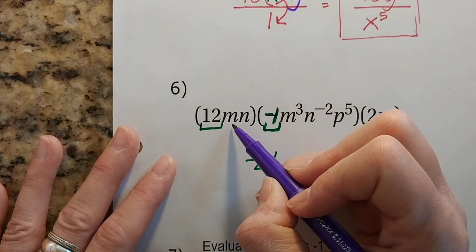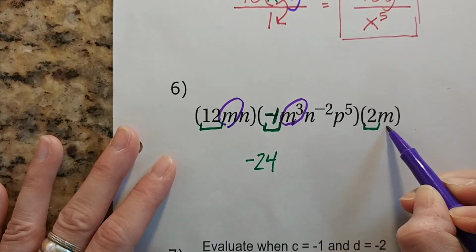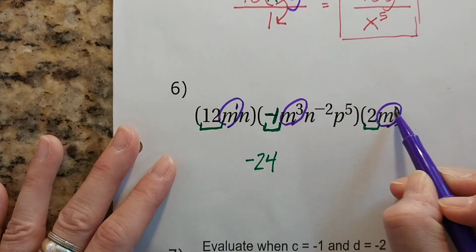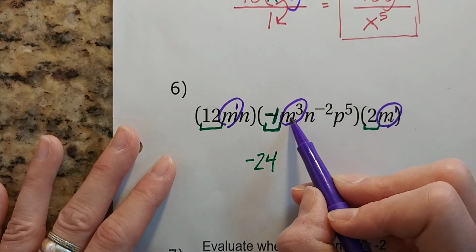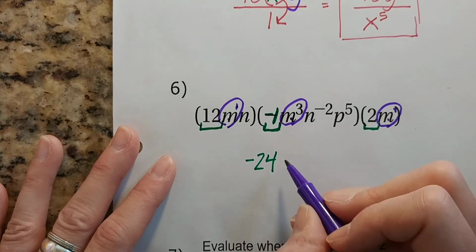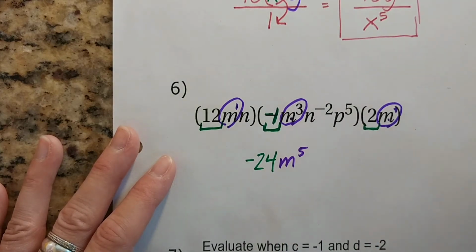Okay, so let's grab all the variables now. We'll do m. Here's an m. There's another one. There's another one. Now you got to pay attention to the exponents. This is an m to the first, another m to the first. Think about this as m times m times m times m times m. Would that be 5 of them? 1 plus 3 plus 1 is 5. So m to the 5th power. You add the exponents.